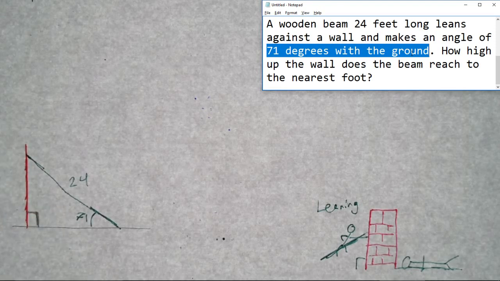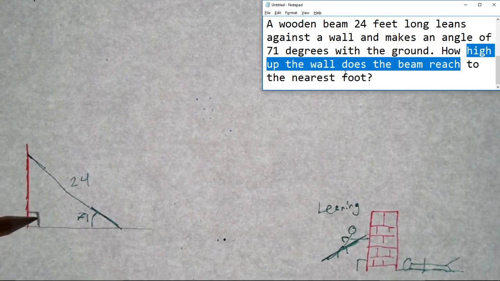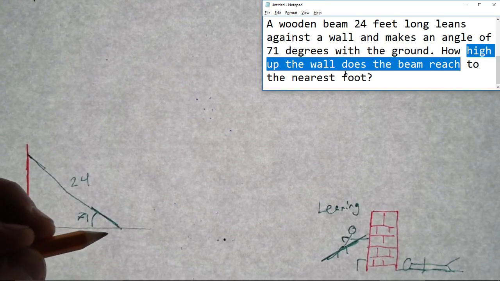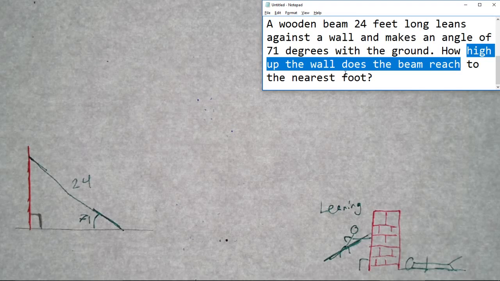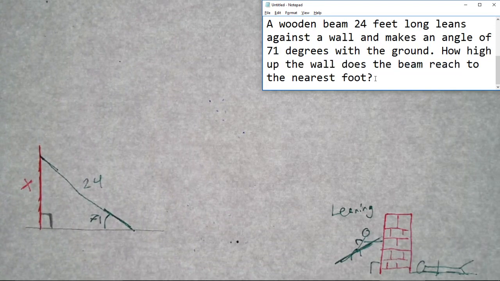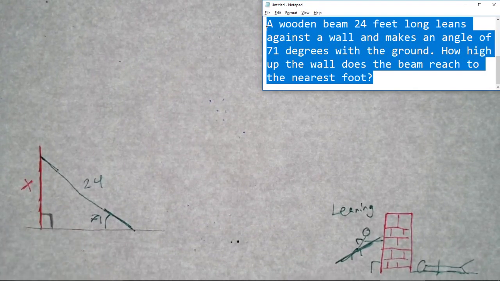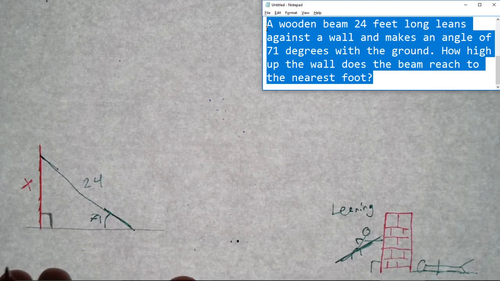Okay, finally it says, how high up the wall does the beam reach to the nearest foot? So I'm looking for not how far away it is from the wall, but how high up the wall it is. And then that means I can put my X over here. All of a sudden, we took some really scary looking text and we drew a picture of it, which ends up becoming a really simple SOH CAH TOA problem. Now you just got to find out what my opposite, what my hypotenuse, all that other stuff is. But that's not what this video is for, so I'm going to leave this for you guys to practice on.